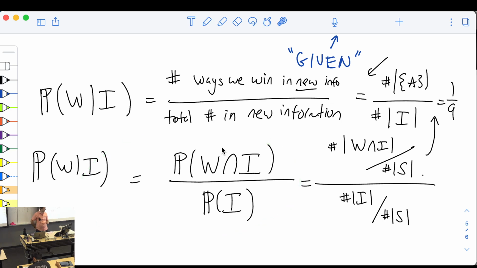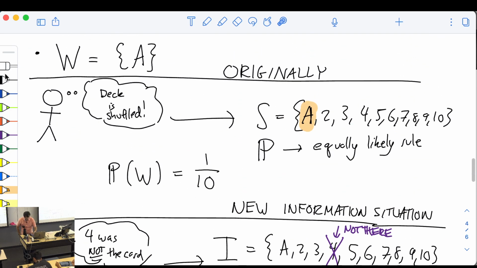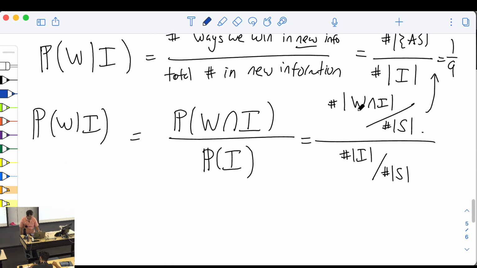Yeah? Sorry, what's the S? The S is the original probability space of the original cards. So S is all the things that can happen. The information I was everything except the 4. And yeah, now everything will work. Notice that W intersect I in this case was still the same set, just the ace, right? The information didn't change the ways that Gary could win. It was still getting the ace.